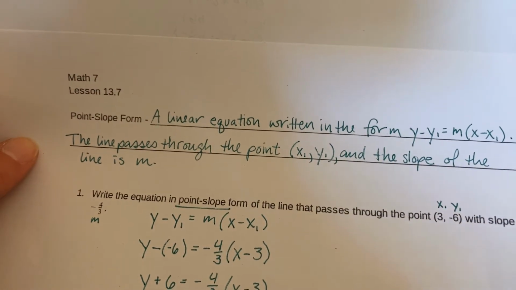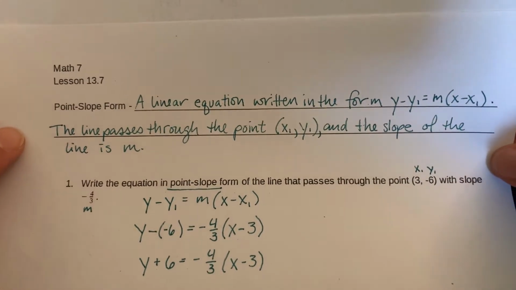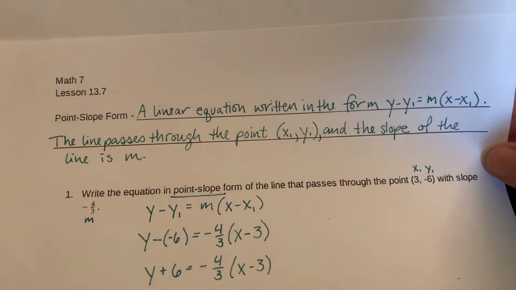Today we need to talk about point-slope form of an equation of a line. So let's define that real quick and then look at a couple examples.